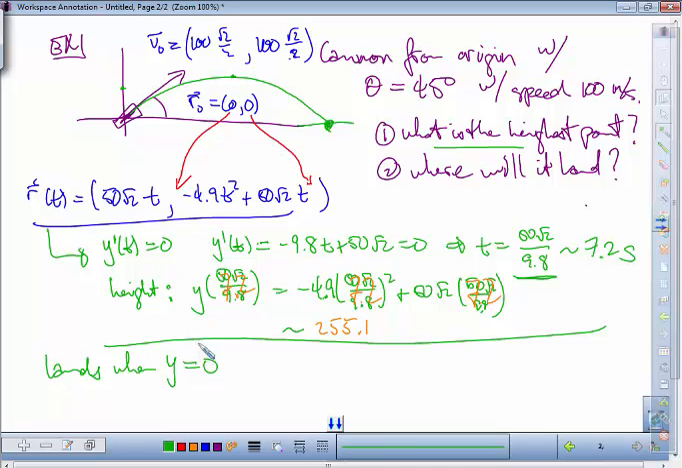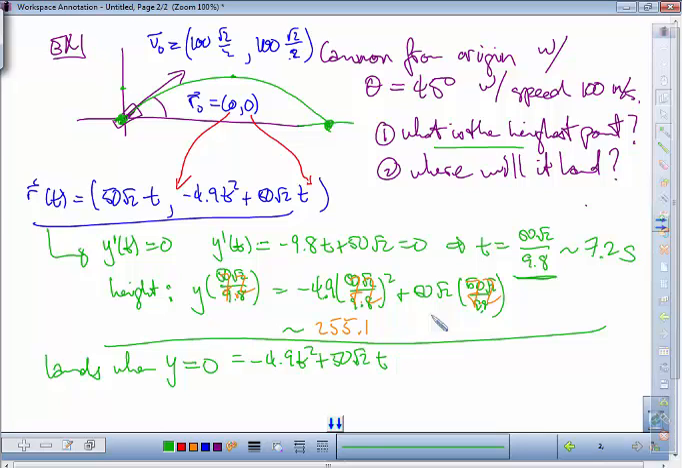At least it lands on the ground when y is equal to 0, right? So it's going to land on the ground when y is equal to 0. So you're going to set the y value equal to 0, and one of the t values you should get out of that is 0, because it starts at the x-axis. So you're going to set y equal to 0, and that is negative 4.9 t squared plus 50 root 2t.